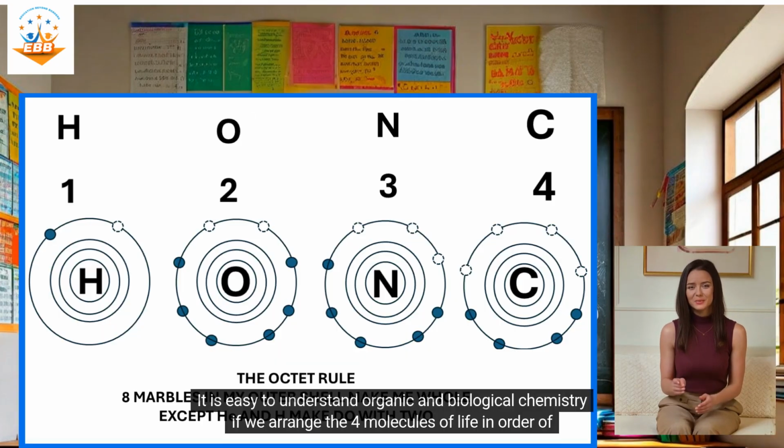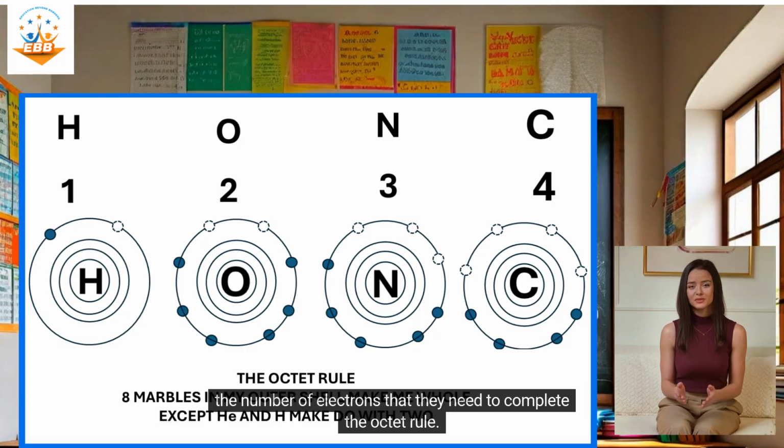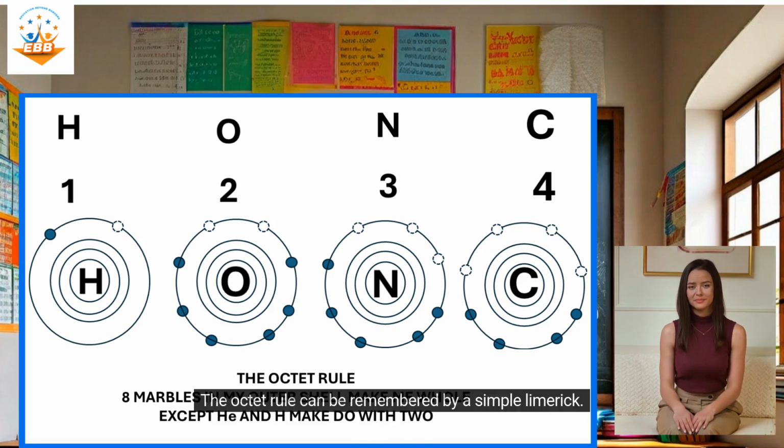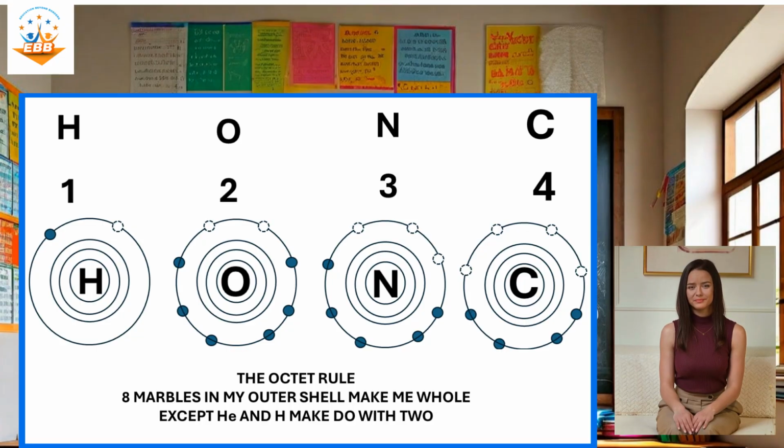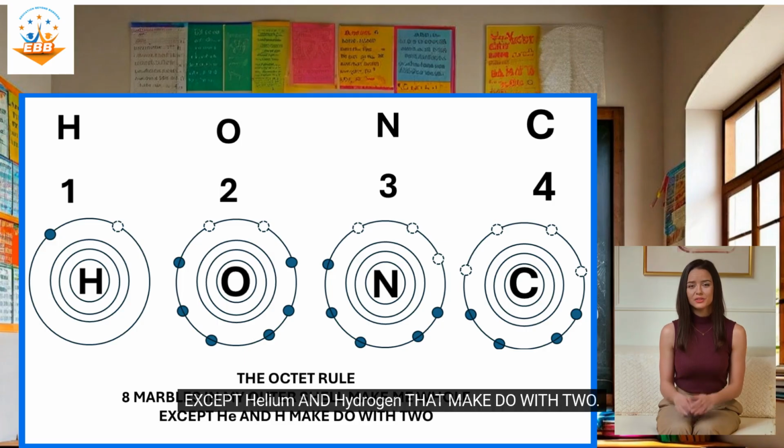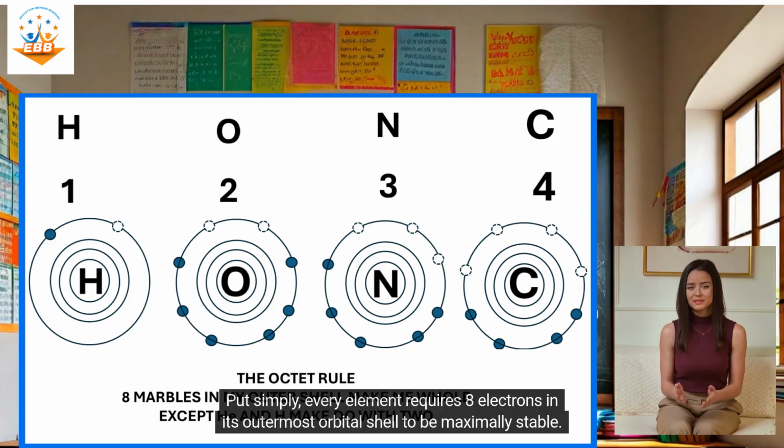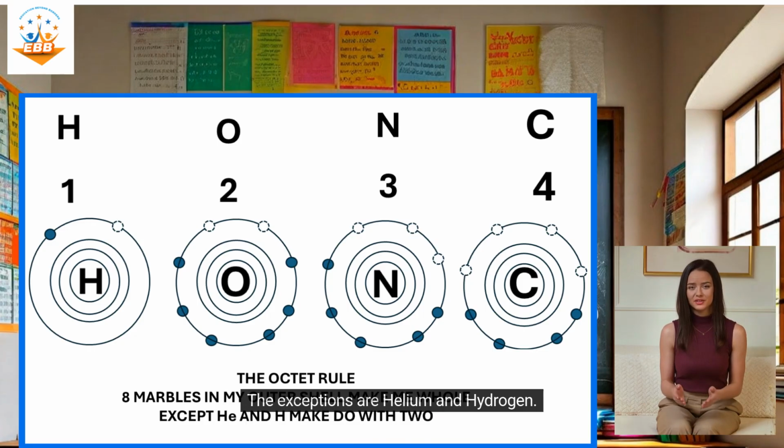It is easy to understand organic and biological chemistry if we arrange the 4 molecules of life in order of the number of electrons that they need to complete the octet rule. The octet rule can be remembered by a simple limerick. 8 marbles in my outer shell make me whole, except helium and hydrogen that make do with 2. Put simply, every element requires 8 electrons in its outermost orbital shell to be maximally stable. The exceptions are helium and hydrogen.